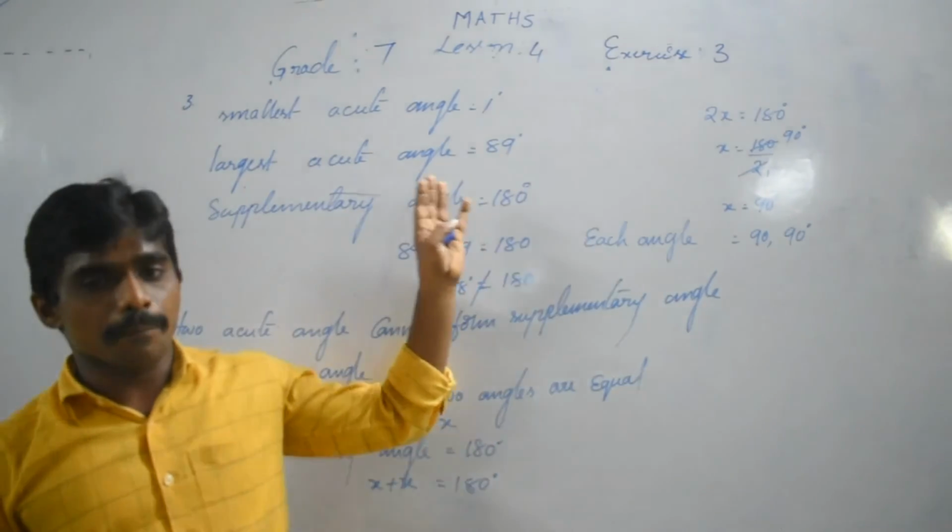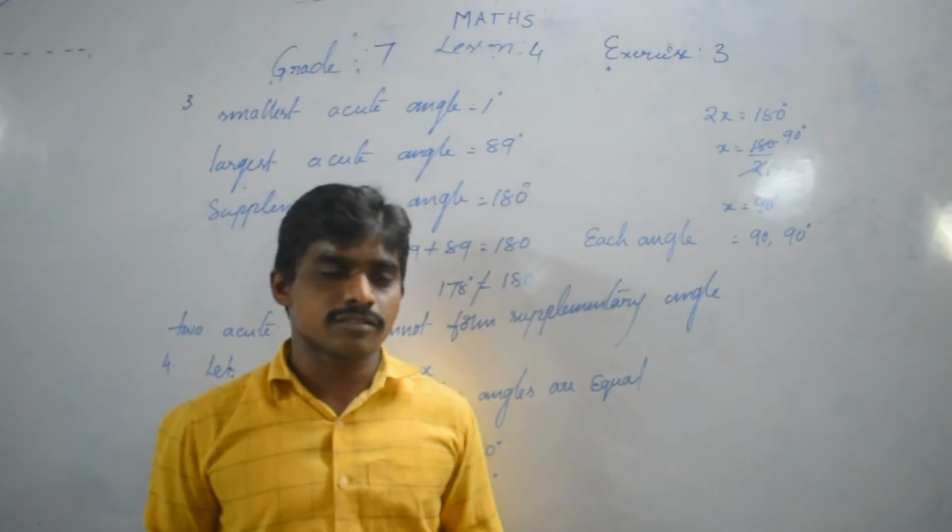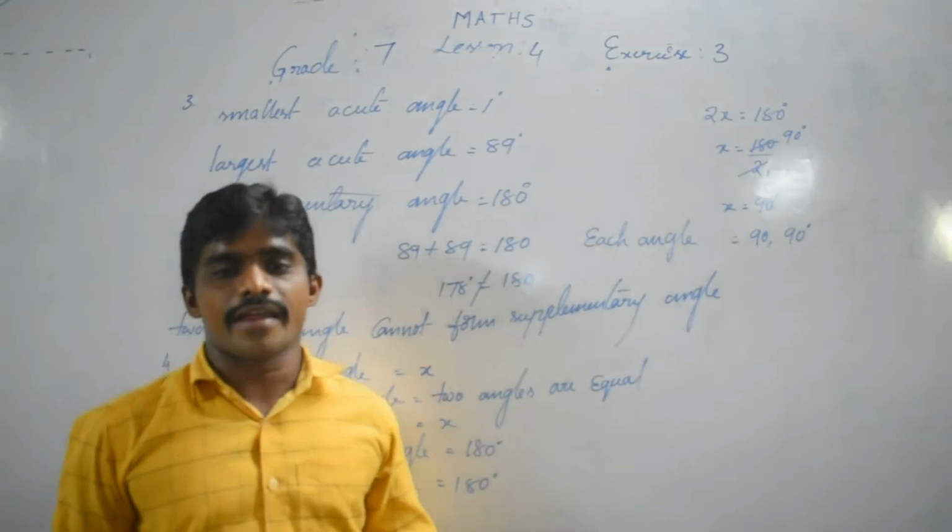So here, supplementary angles, the two angles sum to 180 degrees. One angle is given, and the other angle you find out. That is the type of problem.